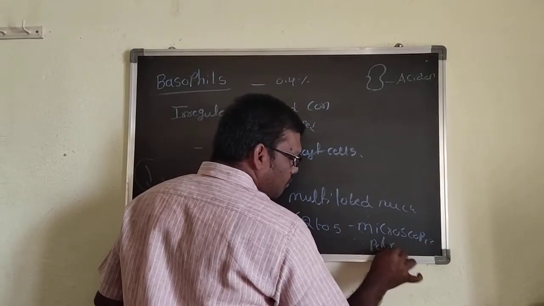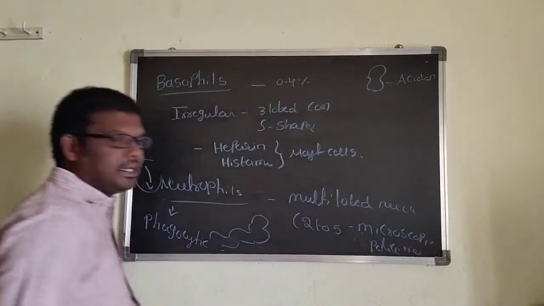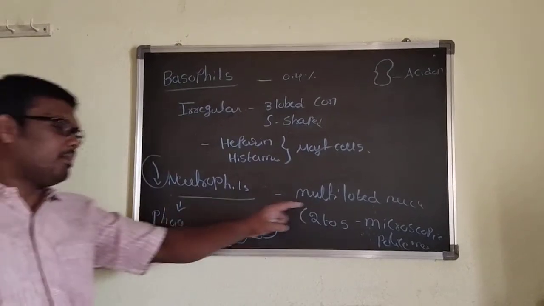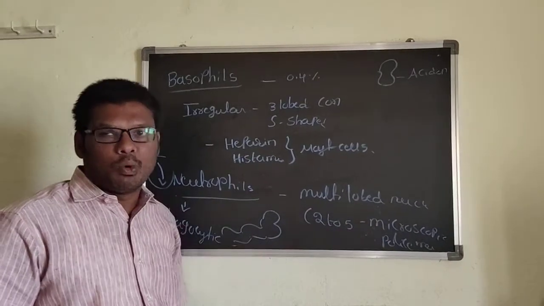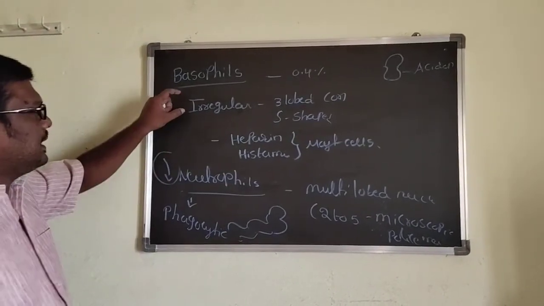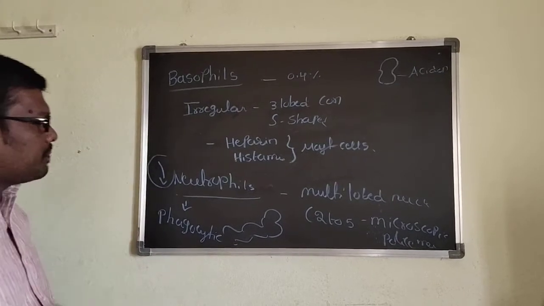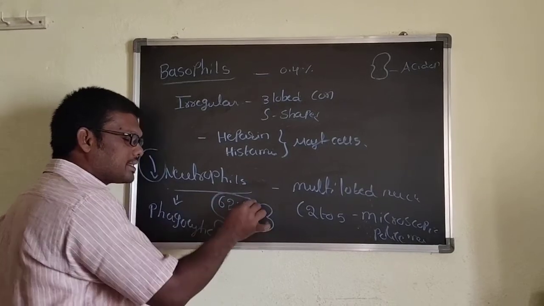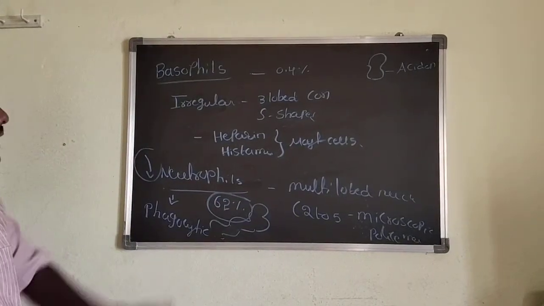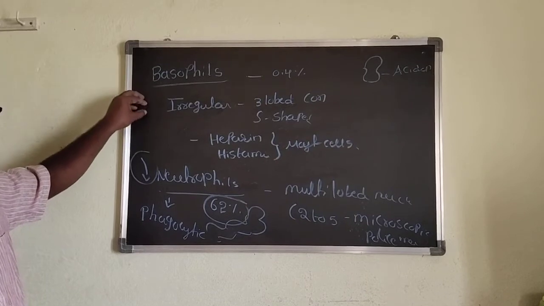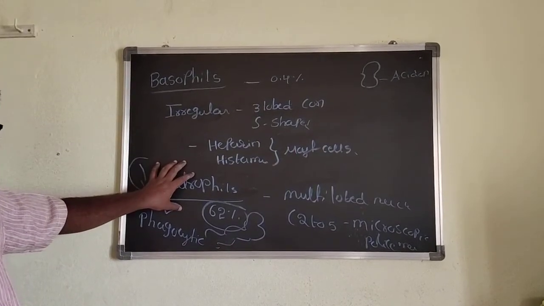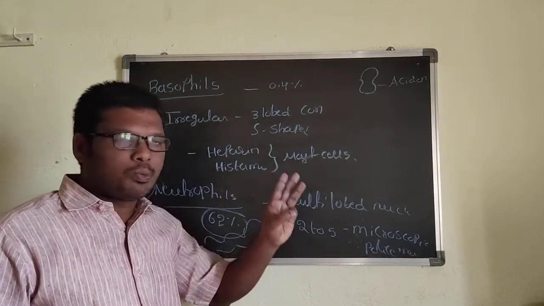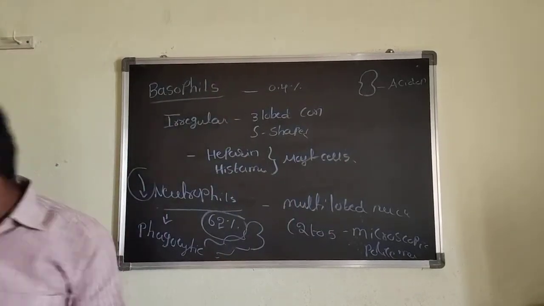That's why neutrophils are called the microscopic policeman. Neutrophils are called what? Microscopic policeman. Why? Because they can attack foreign particles, that is, microorganisms. Now, in this, the highest percentage, the neutrophils, occupy 62% of the total leukocytes. That's why in granulocytes, the highest percentage is occupied by the neutrophils. That is the first position. The second position is the acidophils, and the last position is the basophils.